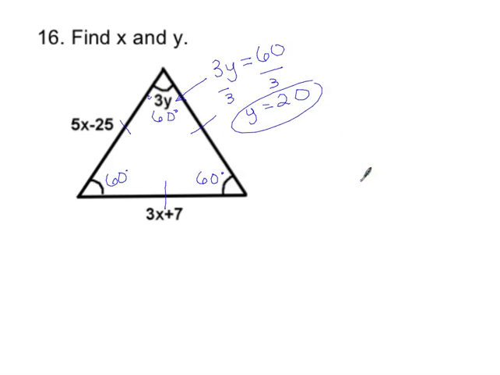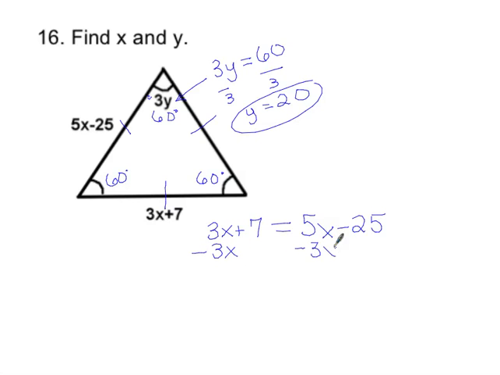All right, so let's take a look at how to find x. To find x, we know that all the sides are equal. So you would take this side, 3x plus 7, and it has to equal this side, 5x minus 25. All right, go ahead and set that up, solve it, press pause, come back and take a look and see if you got it right.